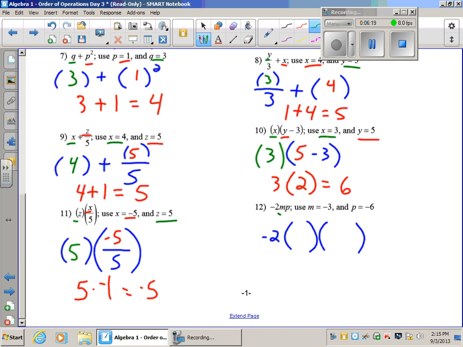I replace the m value with negative 3. I replace the p value with negative 6. I multiply left to right. So negative 2 times the negative 3, that's positive 6. Times the negative 6 equals negative 36.